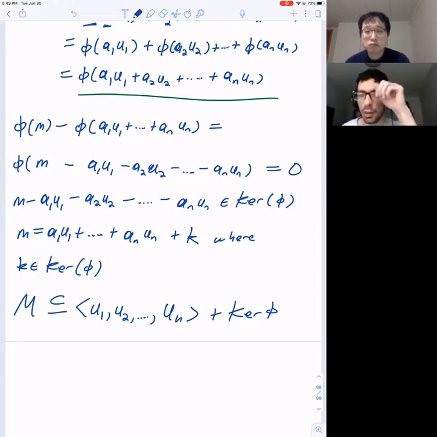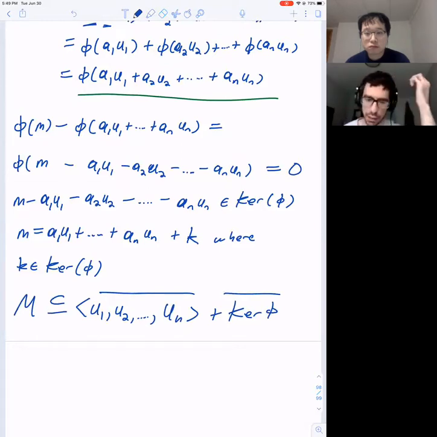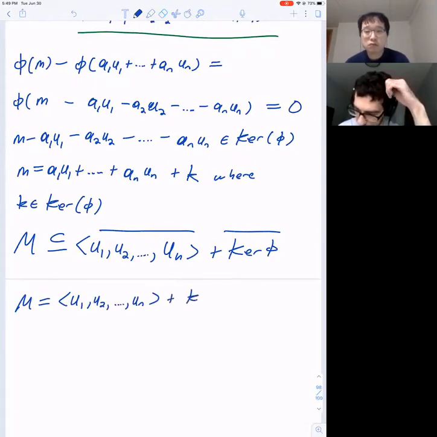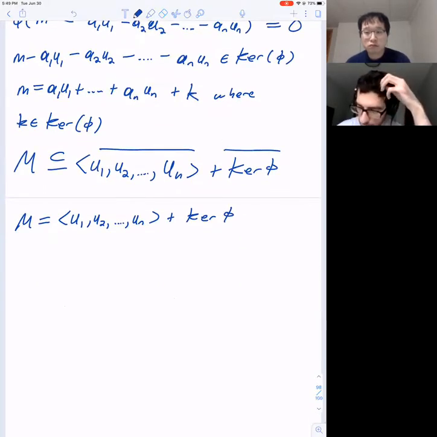Okay, but actually, these elements are inside M, and this kernel is inside M, so we actually have an equality like this. Also, what is this intersection? I claim this intersection is trivial.